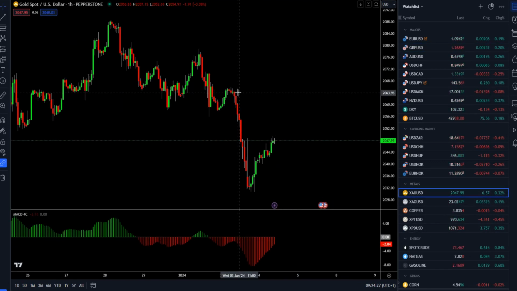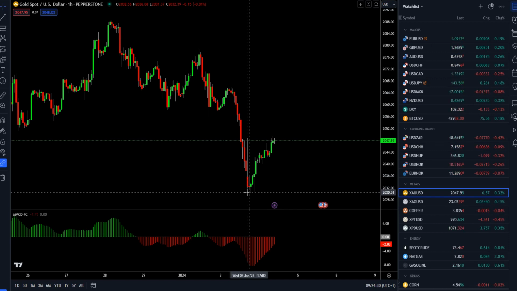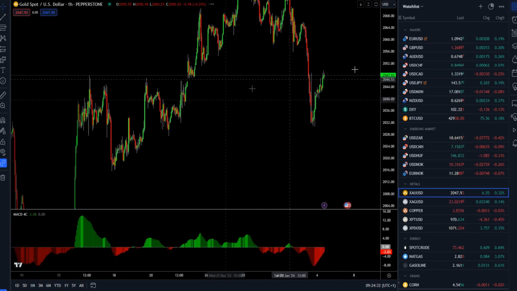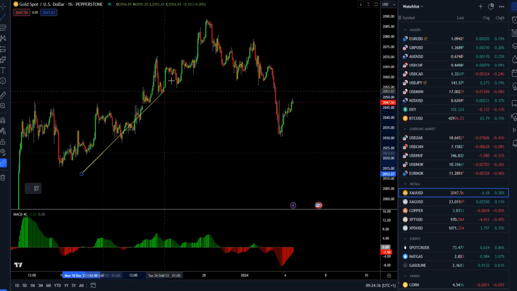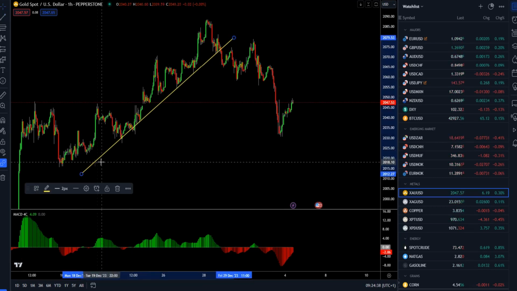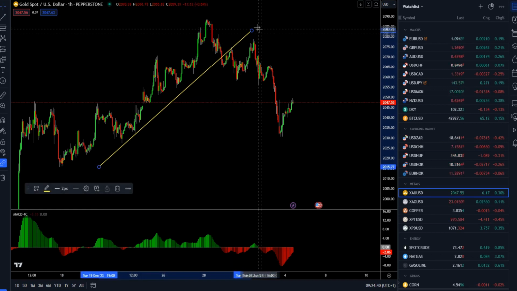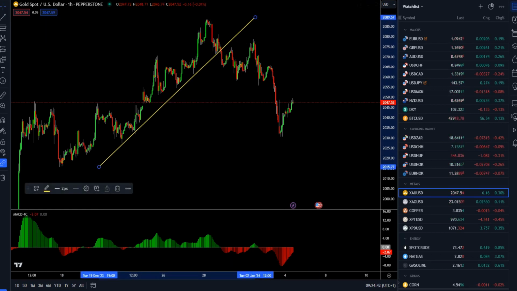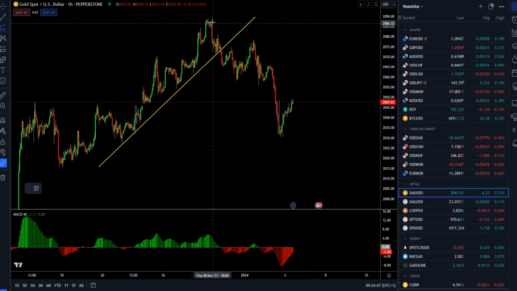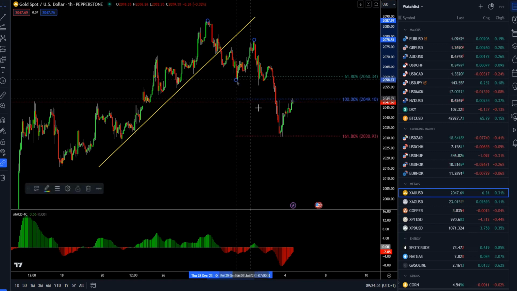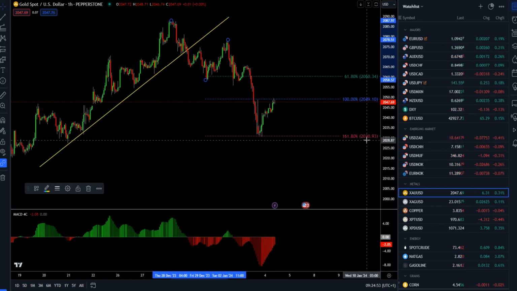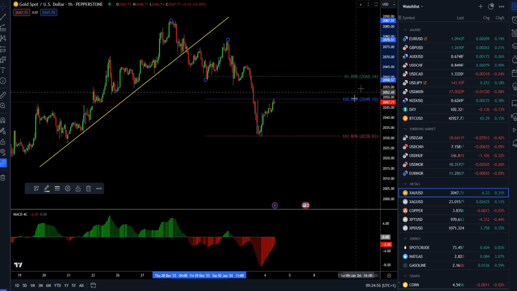Gold market, so we had a sell-off yesterday. Market traded into the 2030 mark. In the background, as alerted in my previous updates, we had a breakout of this rising trend line, and we can see that our actual objective from the previous day, we met that objective. So we can see here that market traded into the 161.8, actually exactly stopped at 2030 and rejected back to this 2049 mark.